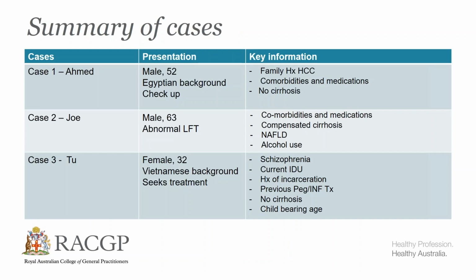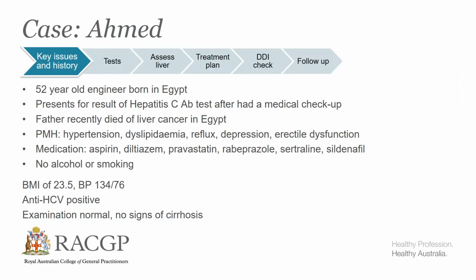Here are the three cases we'll be following in the context of our learning outcomes. They reflect a range of presentations that we as GPs can expect to manage. With access to great therapies and clear guidelines, GPs can feel confident that they have the skills and resources to cure hepatitis C across many scenarios. So we've got Ahmed, who's a 52-year-old male originally from Egypt, Joe, a 63-year-old man with abnormal liver function tests, and then a female 32 years old of Vietnamese background seeking treatment. So we'll progress to the first case, who is Ahmed.